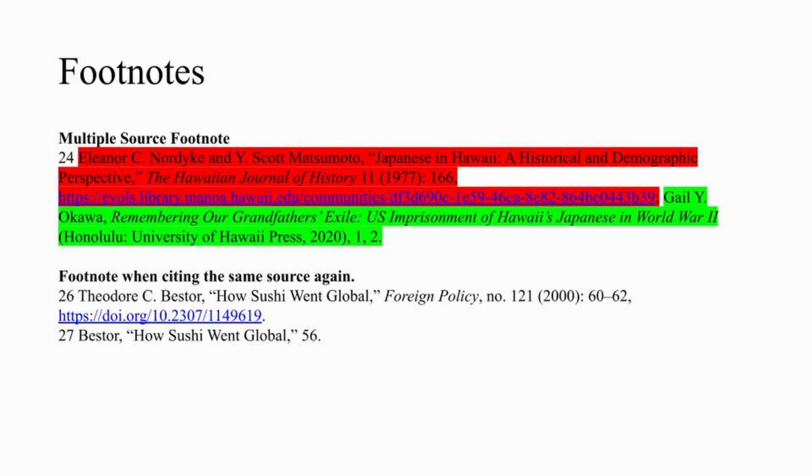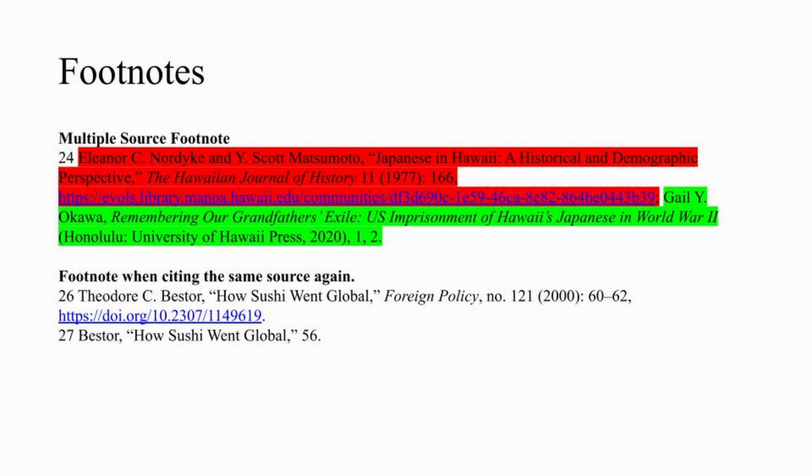So here are some examples of footnotes. The first one is a multiple source footnote. You can see the number 24. That 24 would have been the number that was the citation inside the paper. And this first source is written by Eleanor C. Nordock and Y. Scott Matsumoto, Japanese in Hawaii, Historical and Demographic Perspective, the Hawaiian Journal of History, Volume 11, 1977, and this was from page 166. Now, currently, they want the web page where you got it, if you got it from an internet source, and then right next to it is another source, Gail Y. Okawa, Remembering Our Grandfathers' Exile, U.S. Imprisonment of Hawaii Japanese in World War II, Honolulu University of Hawaii Press, 2020, and pages 1 and 2 are cited.